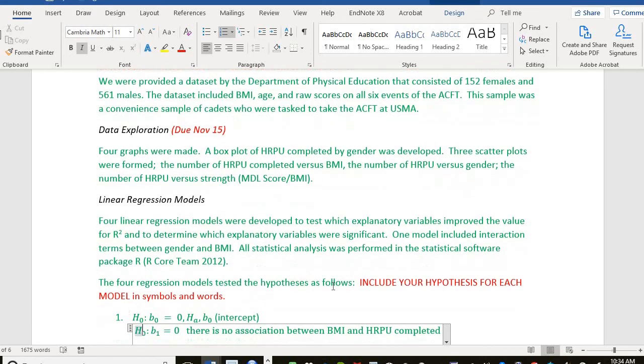Data exploration. What did you do? Four graphs were made, a box plot. I described something. I don't even have the four plots. I just described something to give you an example. That gives you something to look at when you type up your own stuff.